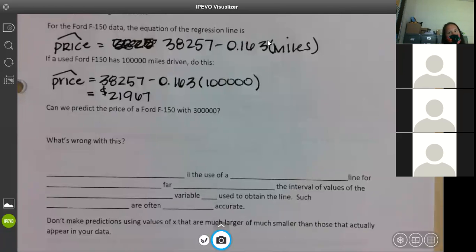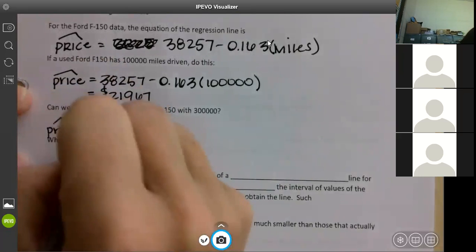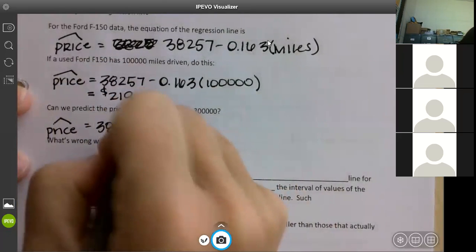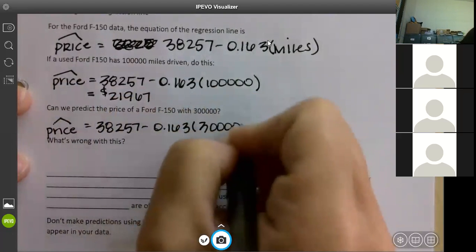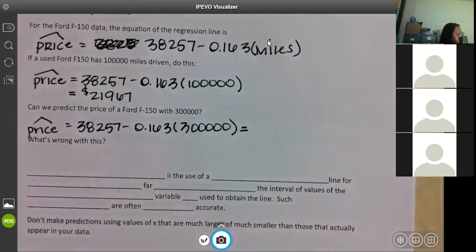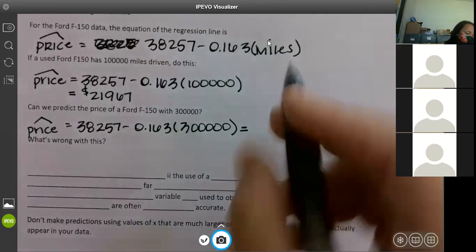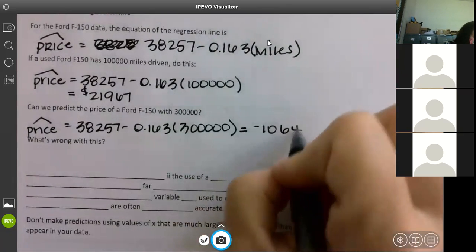Can we predict the price of a Ford F-150 with 300,000 miles? Can we? Sure, let's try. So we have predicted price equals 38257 minus 0.163 times 300,000. Somebody tell me what you get for that. Negative 10,000. Did you get 43? Okay, sorry.